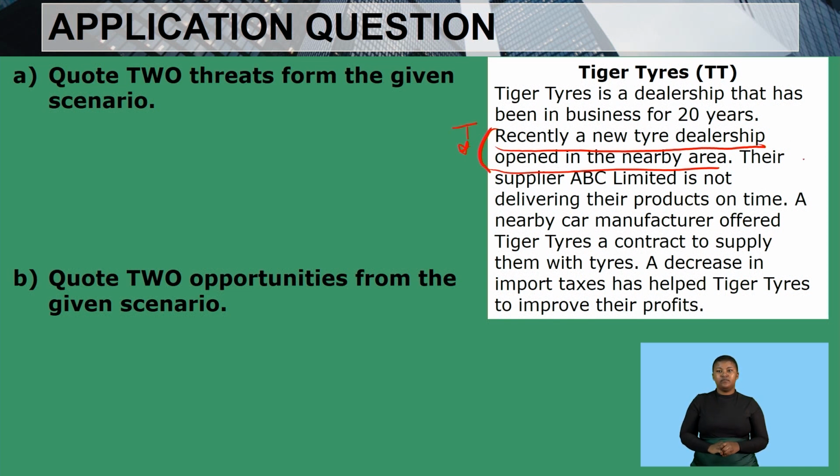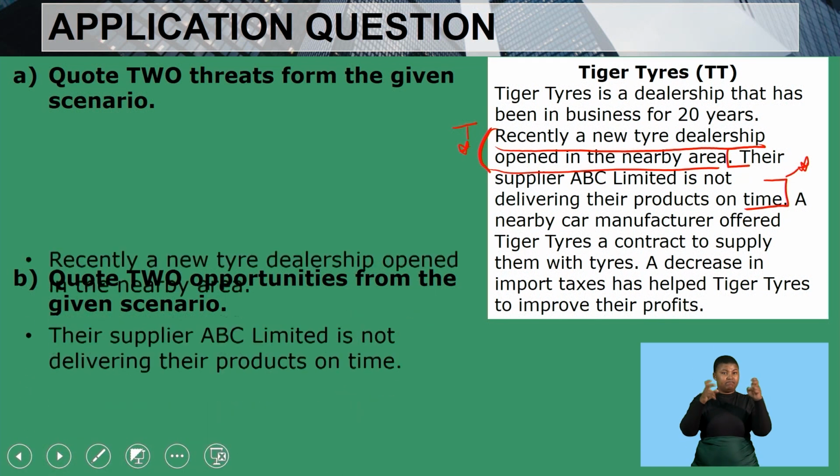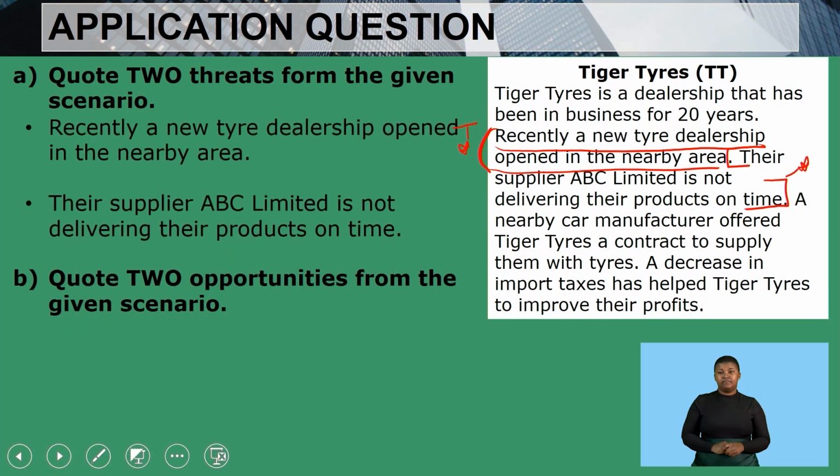Then the scenario continues. Their supplier, ABC Limited, is not delivering their products on time. So this is also a problem because if we don't get products delivered, we don't have products to sell. So this is then our second threat. So let's put our two threats in, and we will of course quote them. So we will write them as is out of the scenario, word for word, the entire sentence. So there we have it.